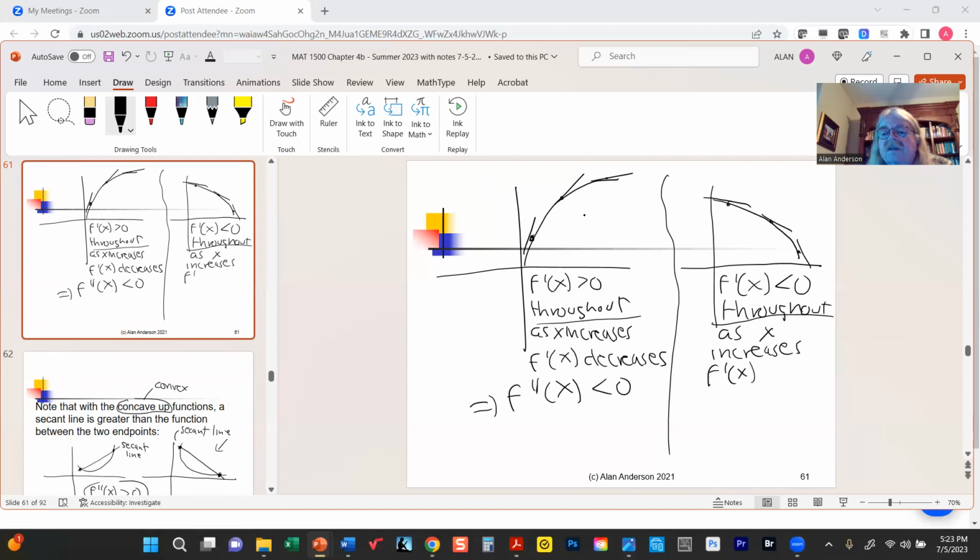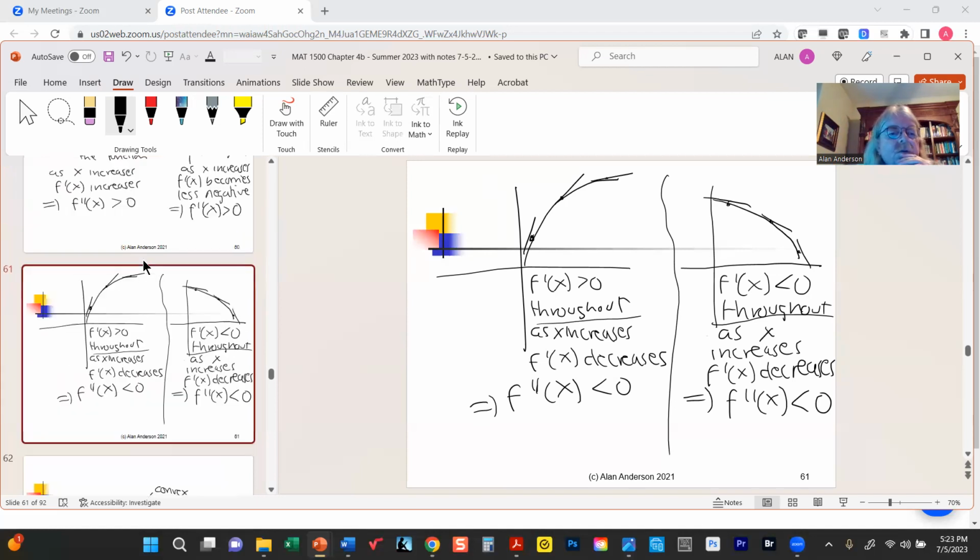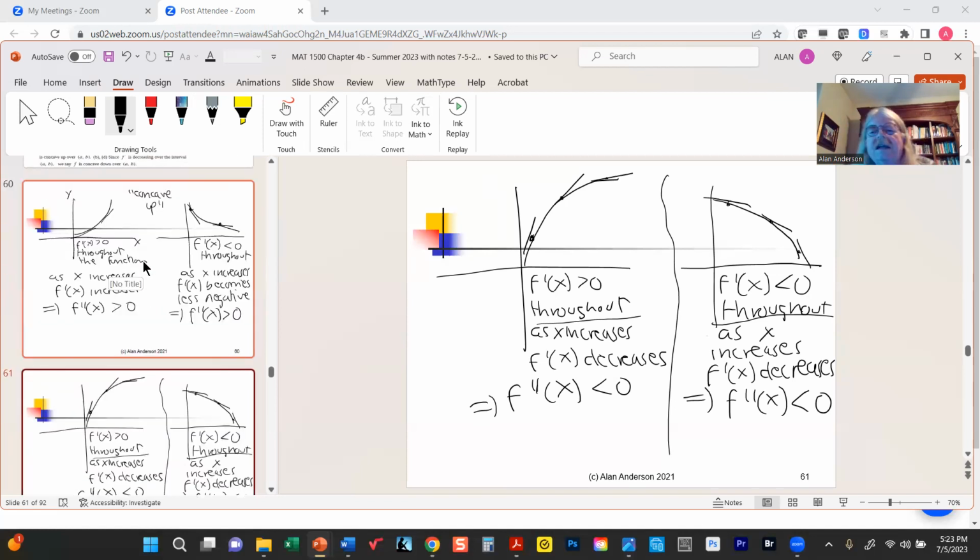That means the slope is getting smaller, more negative. And so once again, the second derivative is negative. Okay. And this case is referred to kind of informally as concave down.